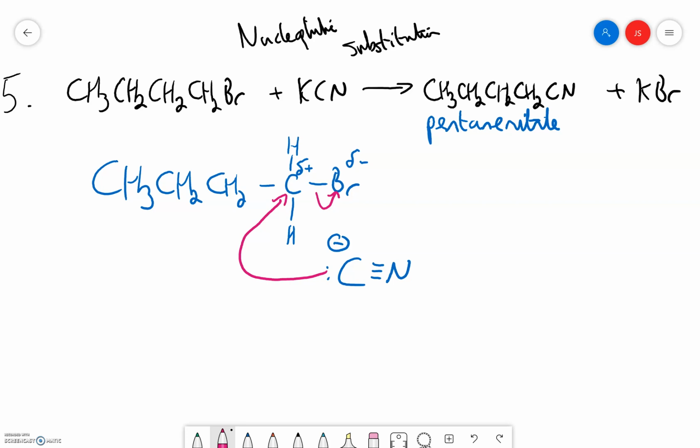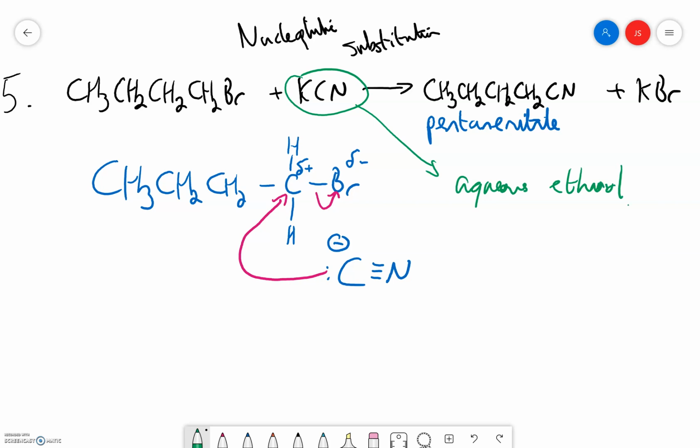And the essential conditions, like I say, are already in the question. The potassium cyanide has to be in aqueous ethanol for this reaction to be feasible.